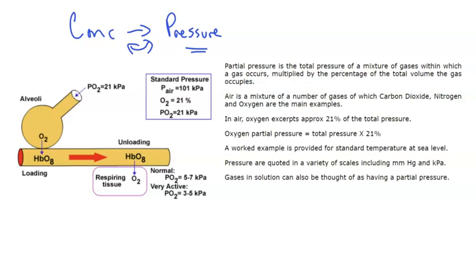Noting that the standard pressure of air is measured at 101 kilopascals. So that's a new unit, the pascal. Now, oxygen, as we know, makes up 21% of air, and therefore it makes up 21% of this pressure. So we can then state that the partial pressure of oxygen, as we have it here, is 21 kilopascals.